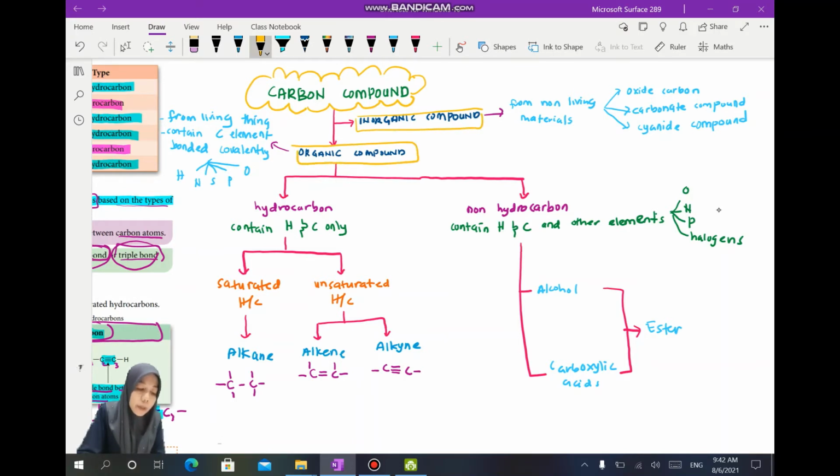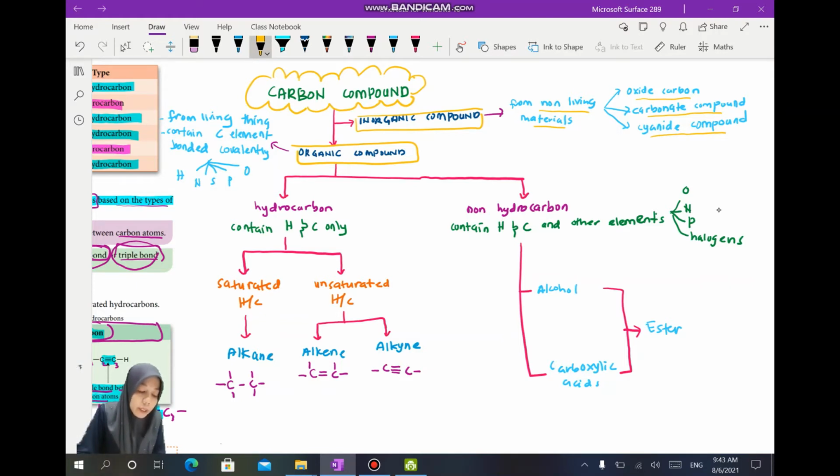Okay, kita tengok dulu inorganic compound. Inorganic compound kamu tak perlu tahu lebih detail. Kamu just tahu maksudnya sahaja. It's originating from non-living materials. Okay, daripada benda bukan hidup, iaitu contohnya oxide carbon, carbonate compound or cyanide compound. Iaitu adalah inorganic compound. You just tahu maksud sahaja.